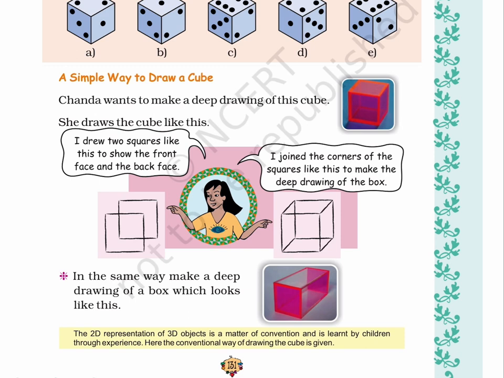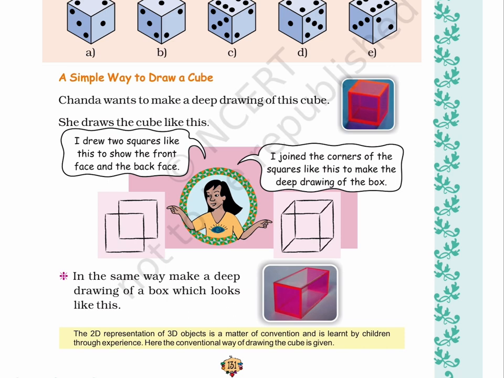I drew 2 squares like this to show the front face and the back face. We see 2 squares drawn a little diagonally to each other. I joined the corners of the squares like this to make the deep drawing of the box. In a simple but effective way, joining the corners of the squares turns this drawing into a deep drawing of the cube or the box.